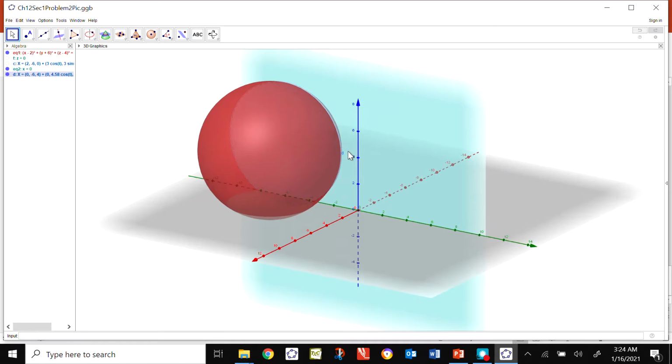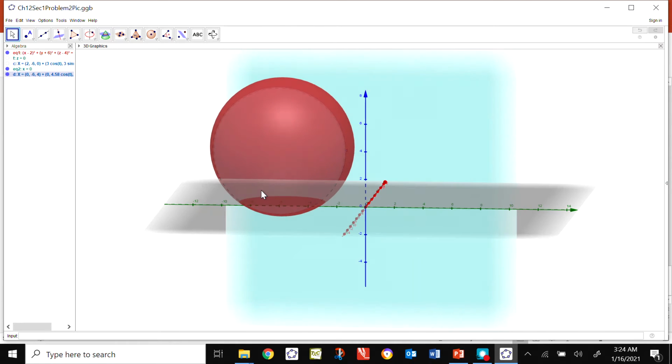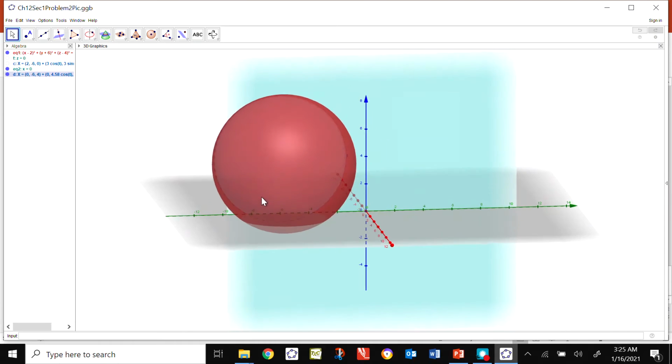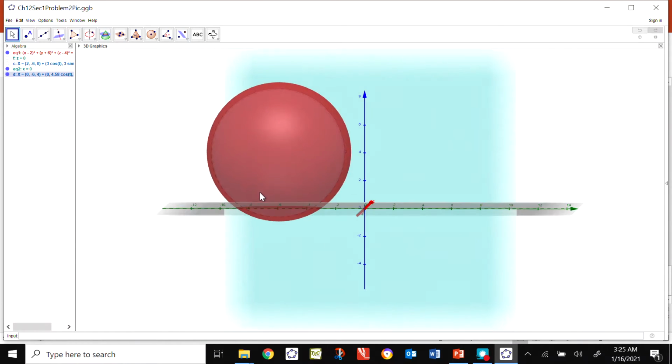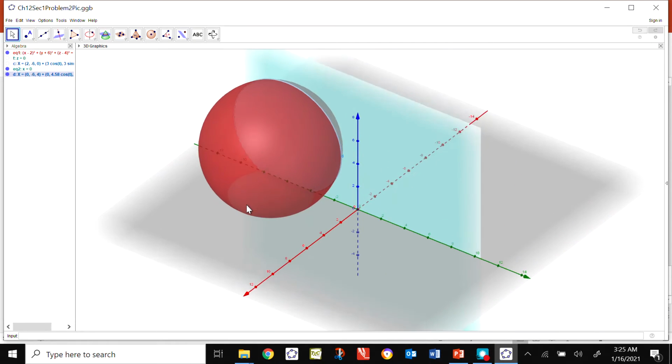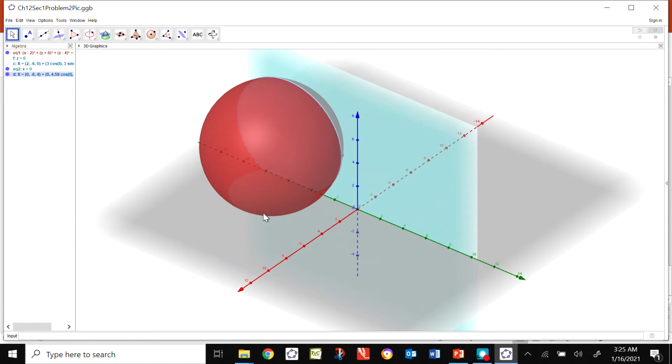I'm trying to show you this, but if you can play with it and do all kinds of things like that, you will gain a much better idea. So that's the plane, and that's the dotted circle that you see. That's the intersection that we're talking about. Okay, so that's for that problem.